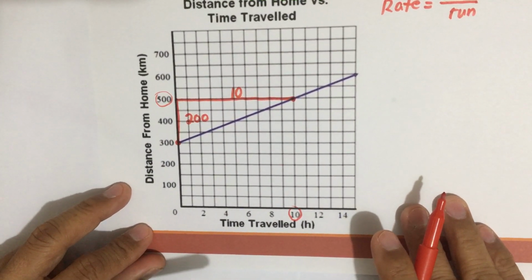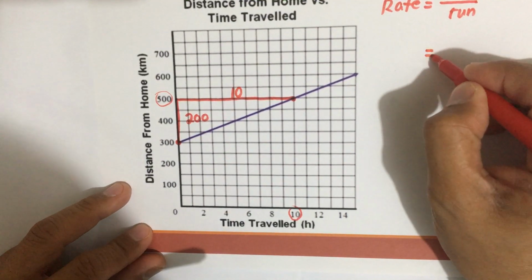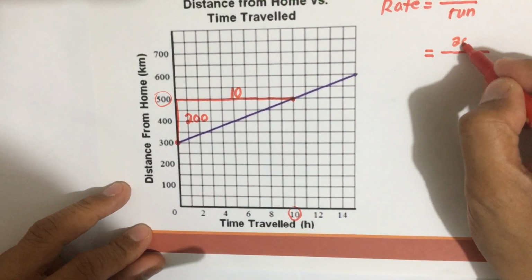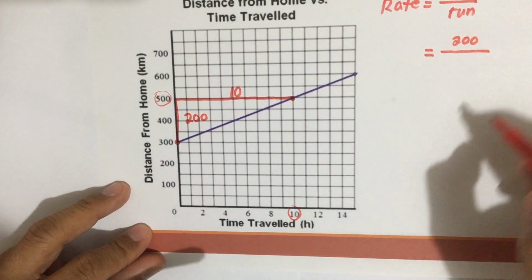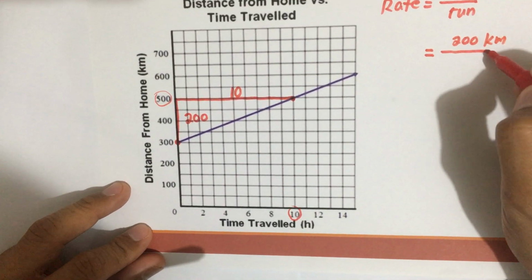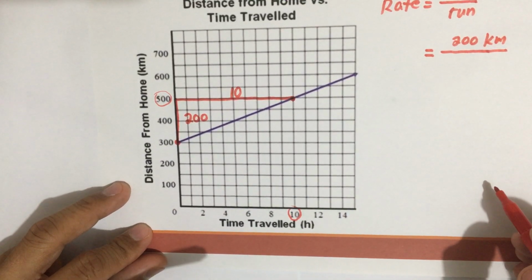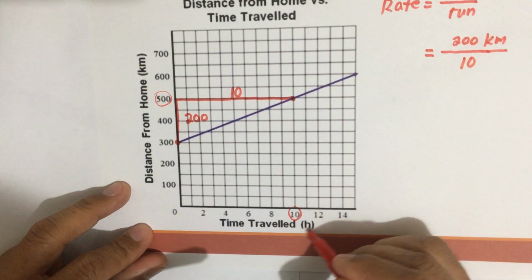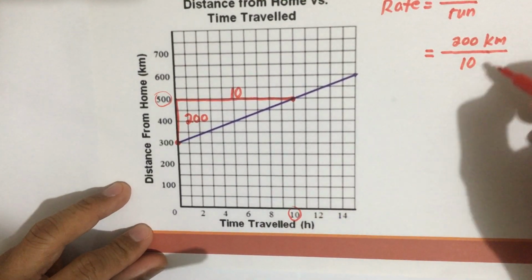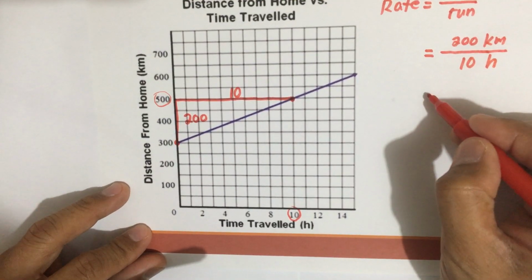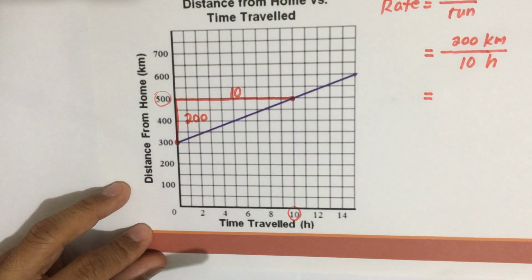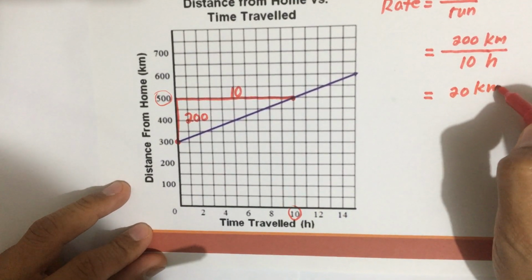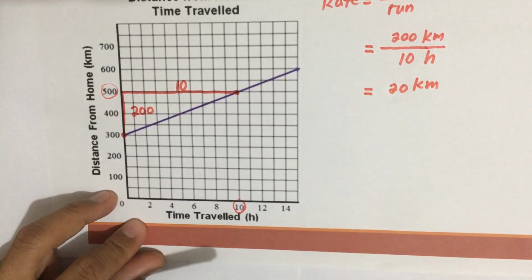Okay? Now, substituting, our rise is equal to 200. That is positive because it's going up. And the unit here is in kilometers. So we have to write the unit, class, because it has a meaning. And then the run is equal to 10. So 10 means 10 hours, since time traveled is in terms of hours. So 200 divided by 10 is equal to 20. 20 kilometers. This is 20 kilometers per hour.